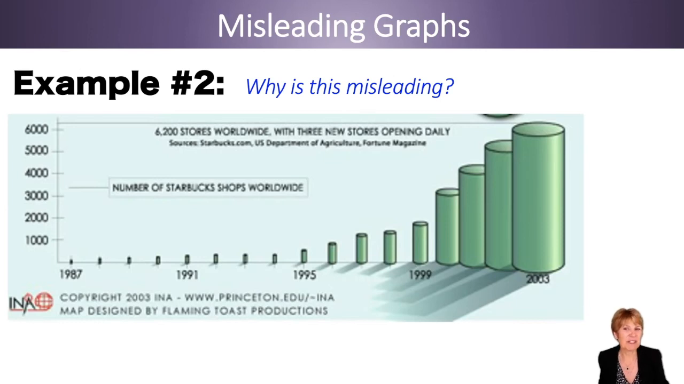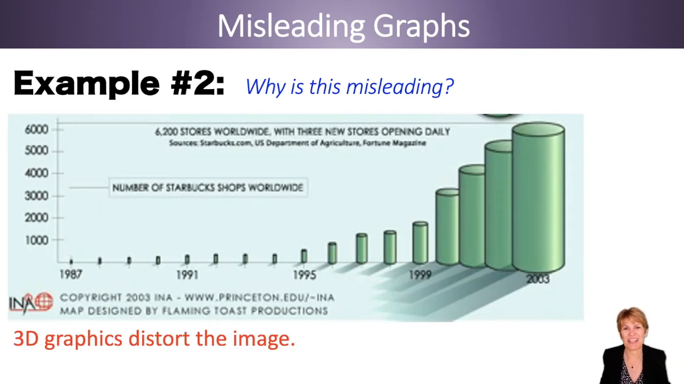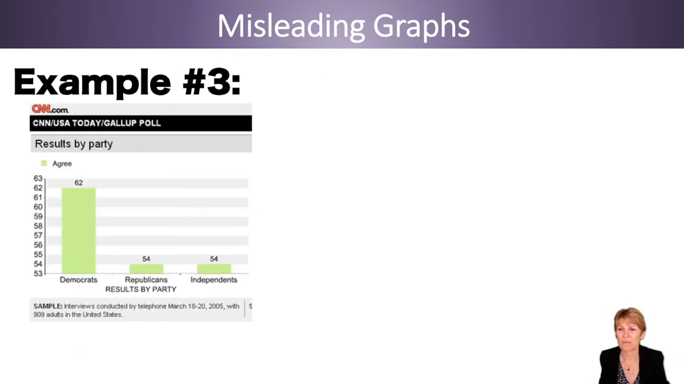This is very similar. Why is this misleading? Again, the volume changes significantly. Instead of just looking at the difference in the height, you're looking at the difference in the volume. And that's because the 3D graphics, again, distort the image. Looking at example number 3, what could possibly be misleading about this graph? It's showing us results by party.